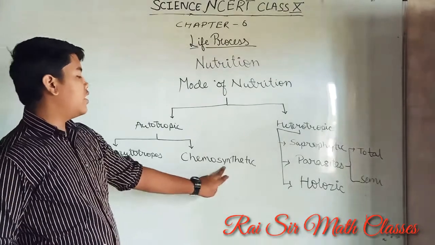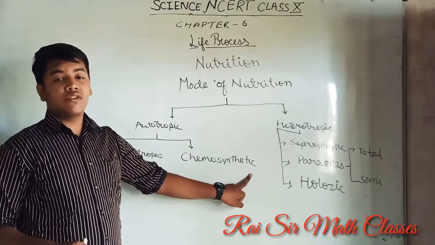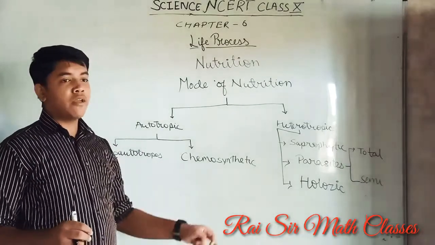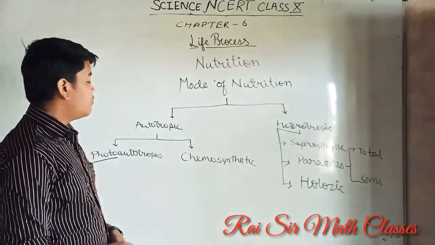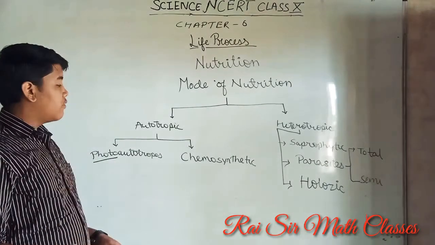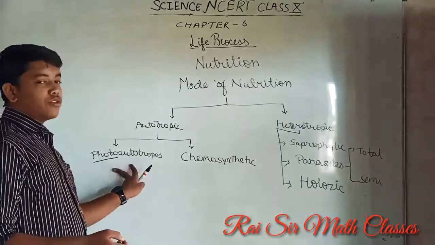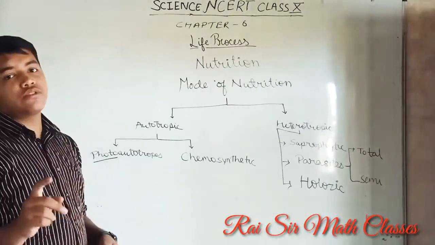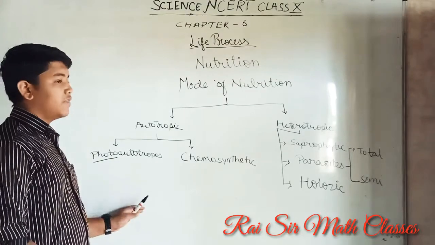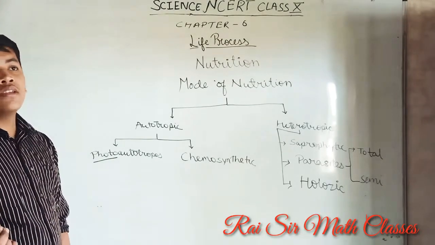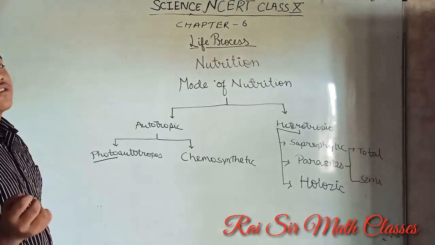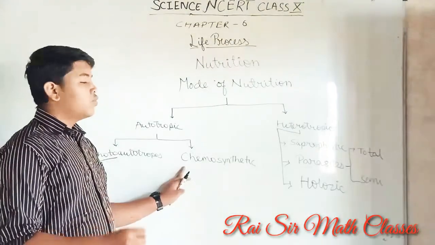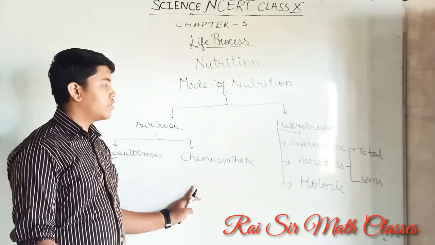In chemosynthetic, as with synthetic fibers, we know that synthetic means man-made. In other words, photoautotrophs use sunlight energy, and chemosynthetic does not use sunlight energy. It makes its food without using sunlight, or we can say that it does not do the process of photosynthesis.